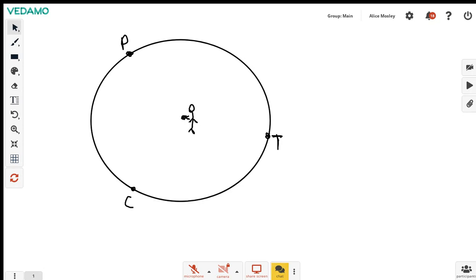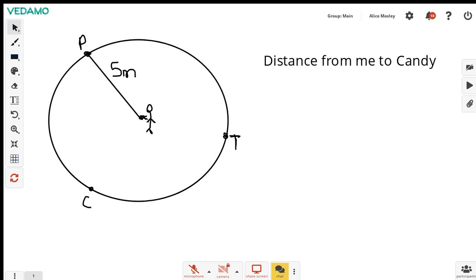It is given that the distance from where I am standing to the pizza is 5 meters. Can you all tell me the distance from me to candy? Can you tell me how far from where I am standing the candy is?